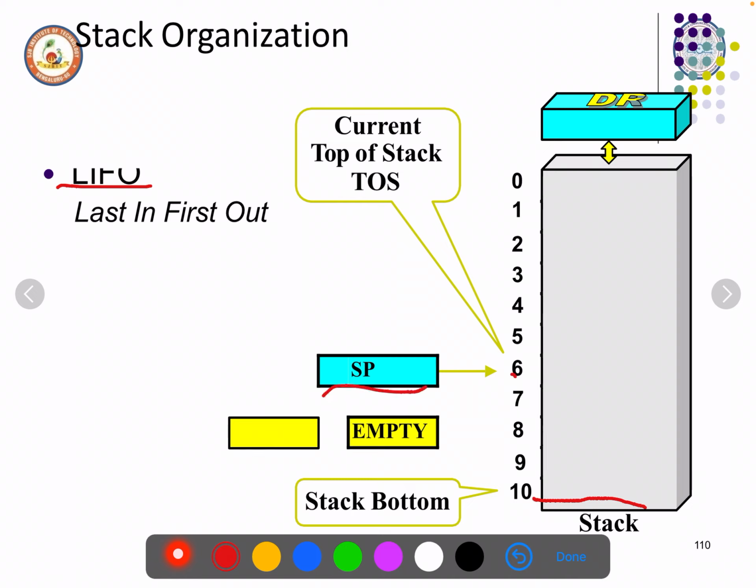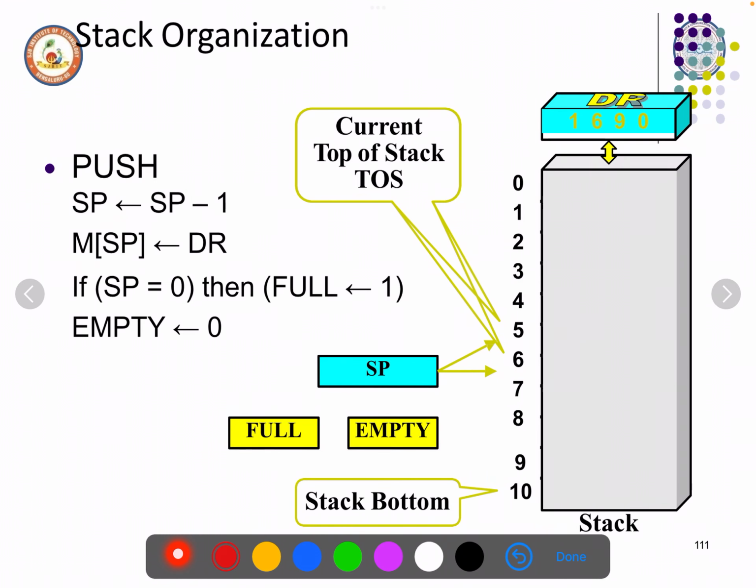The stack pointer holds the address of the current top of the stack. While storing the data, it will be decremented by 1. See, from 6 it will become 5, then it copies the content. While retrieving, first it copies the content and then increments by 1, using push and pop instructions. That's what it is here.